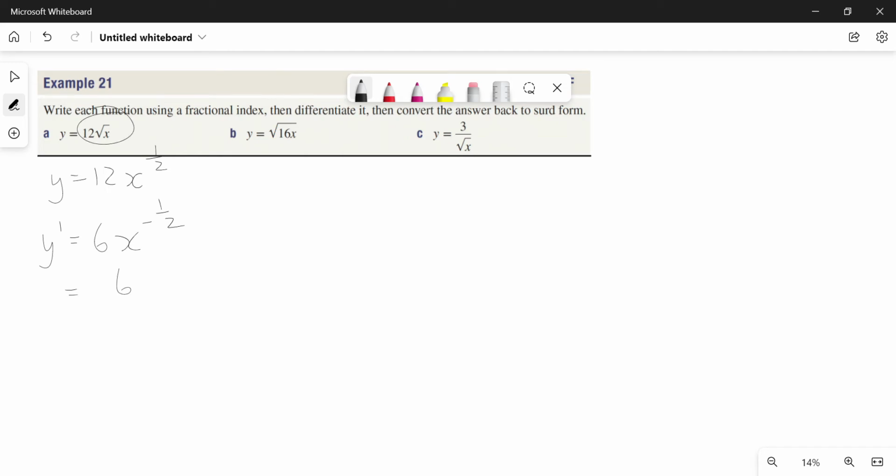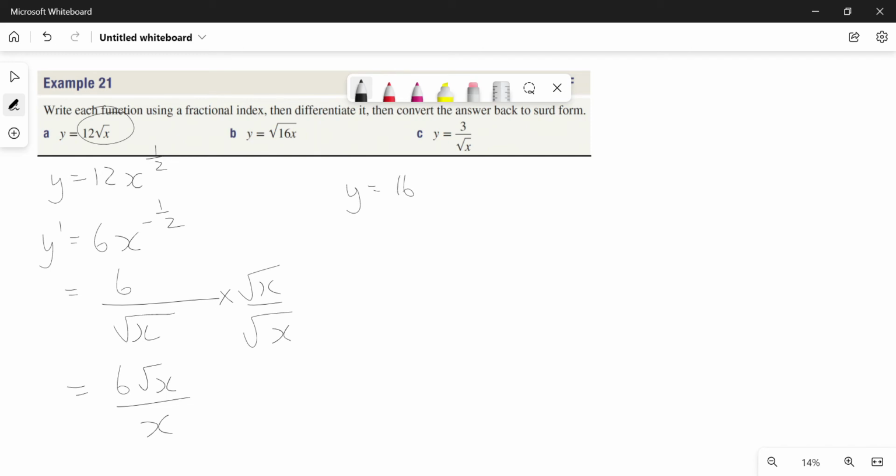Now, put it back in the original form it was written. So negative, so I know it's at the bottom, and power of a half is square root. So we would have 6 on root x. If you wanted to rationalize, you could also rationalize, but you don't have to, so you would get 6 root x on x.